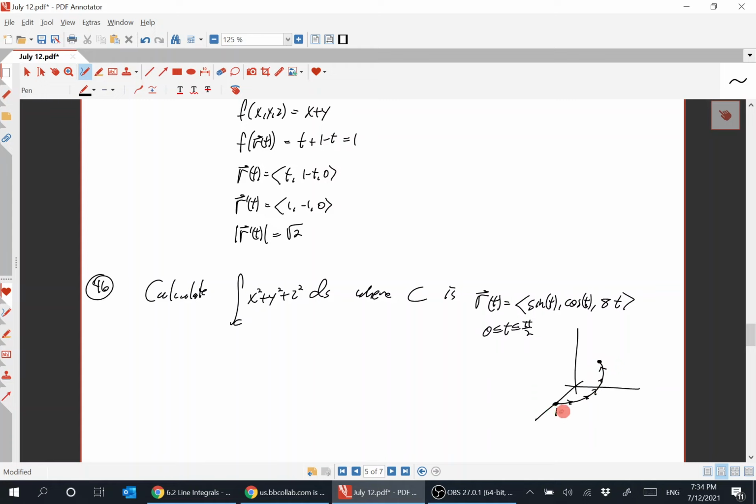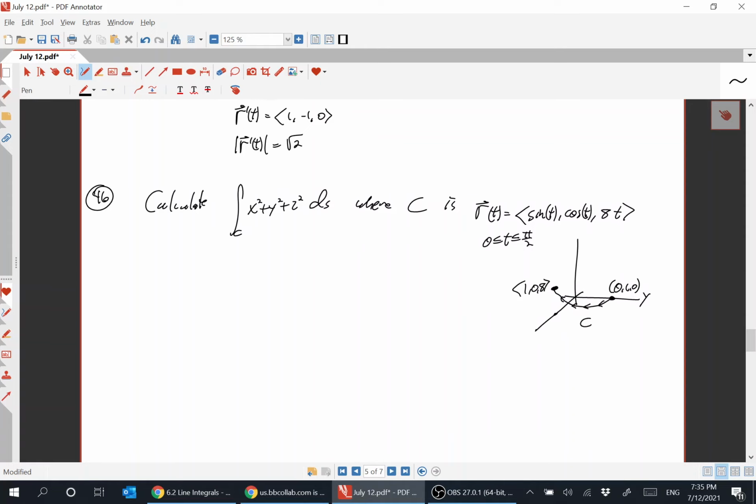All right, this is the point 1, 0, 0 at t equal to 0. Oops, I'm sorry. It's not that helix, it's a different helix. It is this helix starting here and winding a quarter of the way around. So this is the point 0, 1, 0, and this is the point 1, 0, 8. So that's C.